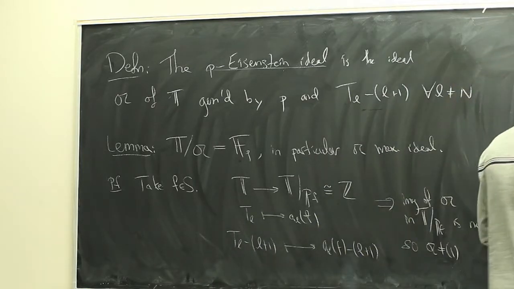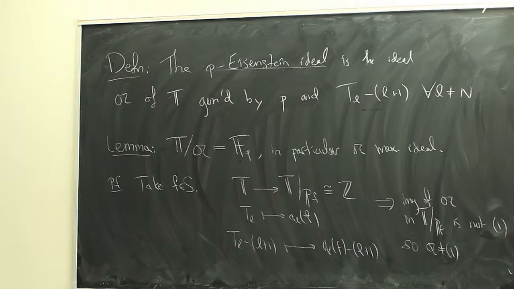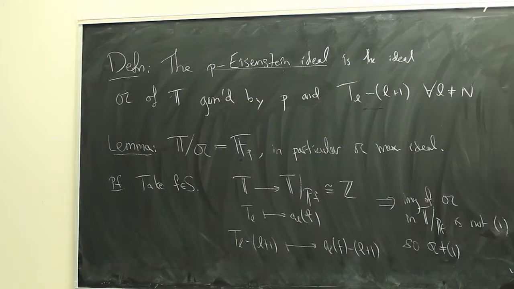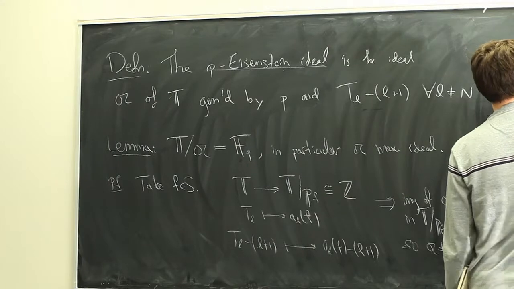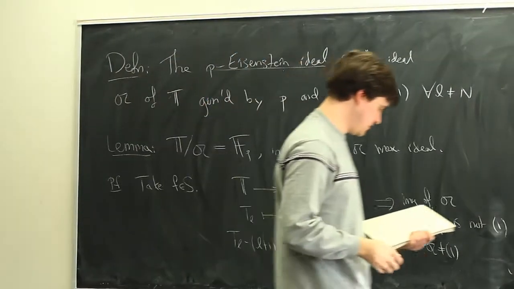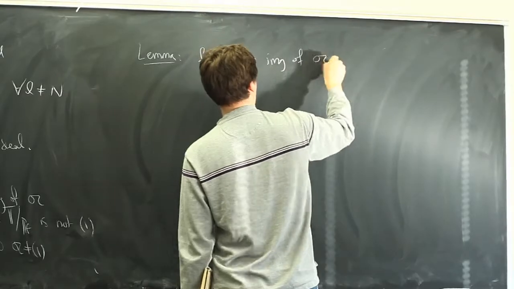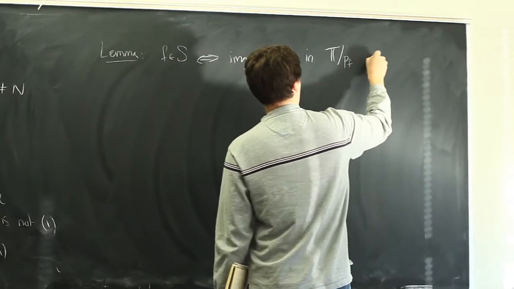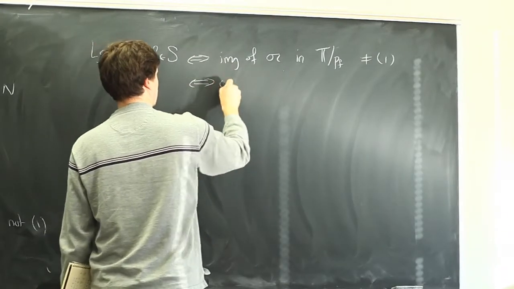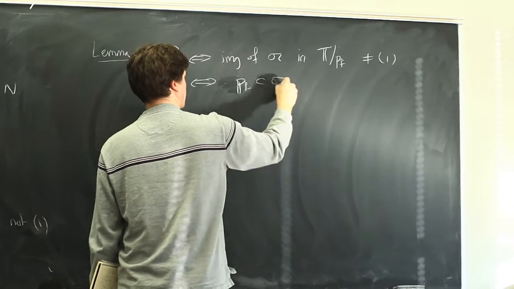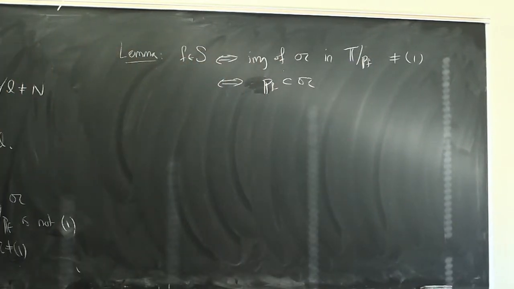All right, another lemma. So this will connect this Eisenstein ideal with some of the previous things that we're talking about. So f is in S if and only if the image of this ideal A in the quotient is not the unit ideal, and that's equivalent to A containing this ideal. Okay. So the equivalence of the first two is basically this argument here.